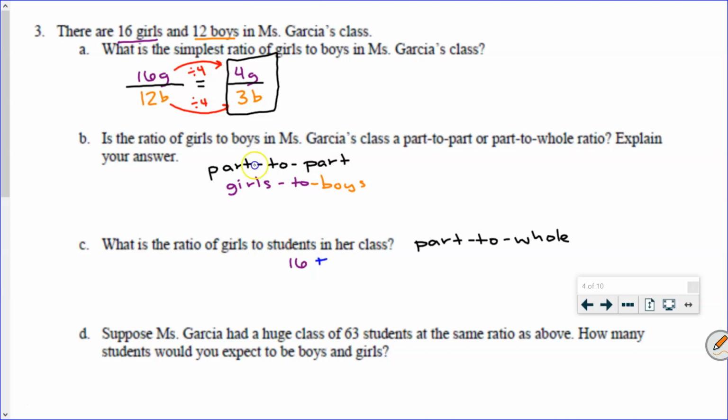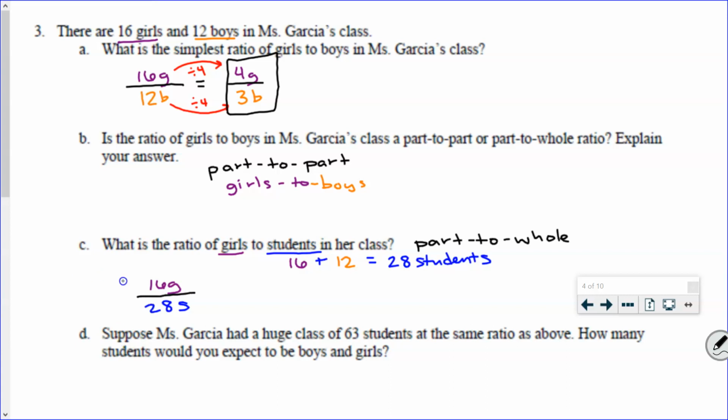Yes, take the girls, 16, add it with the boys, 12, and that's how I get the total or the whole class number, which is 28 students. And so now when I'm setting up this ratio, I take the girls, which is still 16G, and now I know the total number of students, that's 28. Notice that I'm not just writing the number 28, I'm including the label 28S for students.